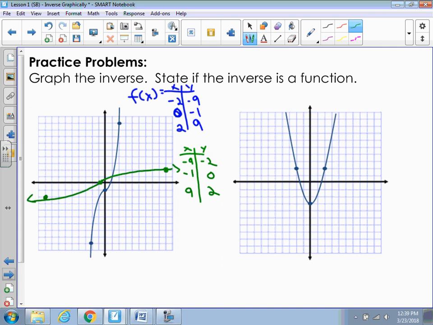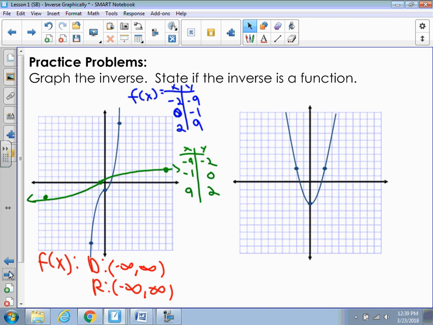Notice that's a cube root. Okay, and again, it's been reflected over the line y equals x. All right, so our inverse is a function. So if you look at your original function, f of x, the domain is negative infinity to positive infinity. The range is also negative infinity to positive infinity. For our new function, f prime of x, that holds true as well.